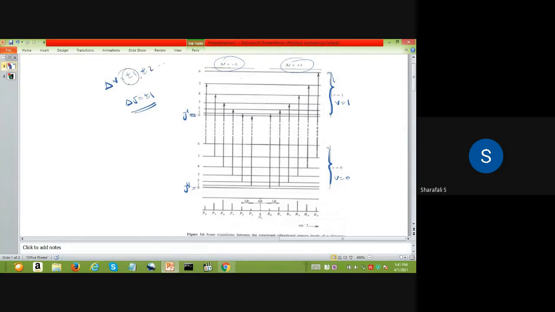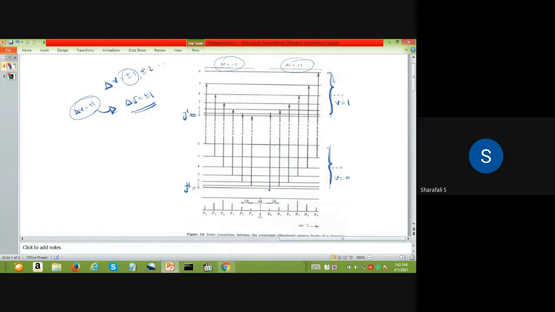So if you are considering delta v as plus or minus 1, in this particular case we are considering delta v equal to plus 1 and the selection rule for delta j. Delta v equal to plus 1 means we are going from v equal to 0 to v equal to 1. That's why we put delta v equal to plus 1, and delta j can be plus or minus 1. So it can go from j equal to 0 to j equal to 1 state. This is j equal to 1 state and this is j equal to 0.